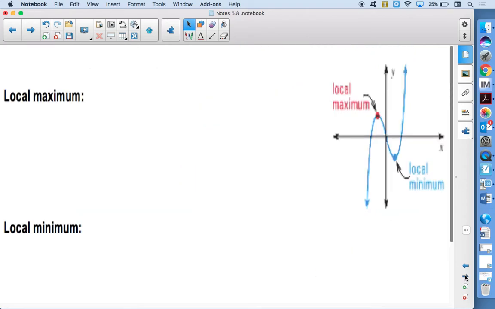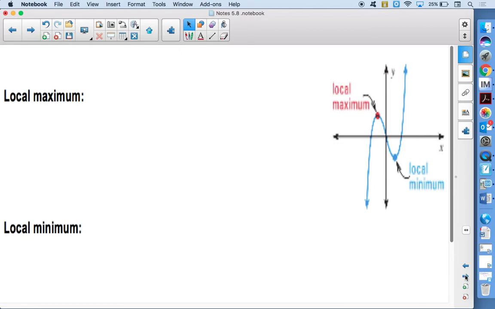There are two terms below those graphs. There's a little diagram drawn over here, and two words talking about a local maximum and a local minimum. In the diagram, it shows you the local maximum is essentially the top of the curve. The local minimum is the bottom of the curve.